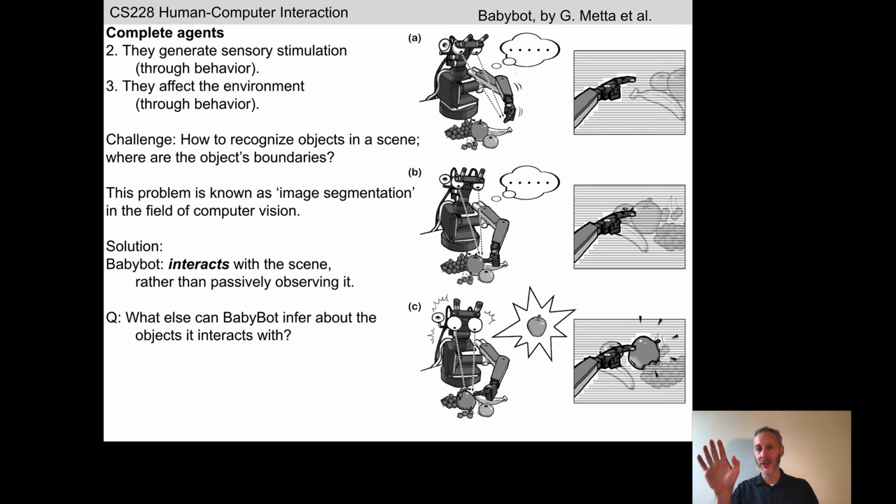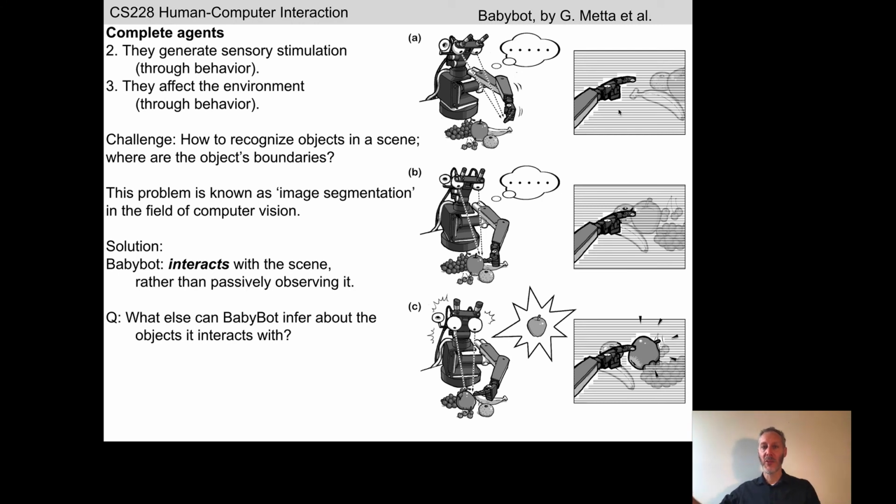Imagine that all of the color bled out of your vision, all of the texture disappeared, everything that wasn't moving faded into the same featureless gray field, and only things that were moving were visible. So here's a little cartoon example of this idea. BabyBot basically at this point in time sees nothing, just a uniform gray field.